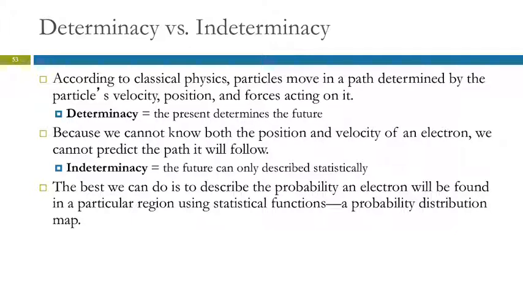So we use statistics to develop a probability distribution map, and we can predict that, well, most of the time the electron is going to be in this region.